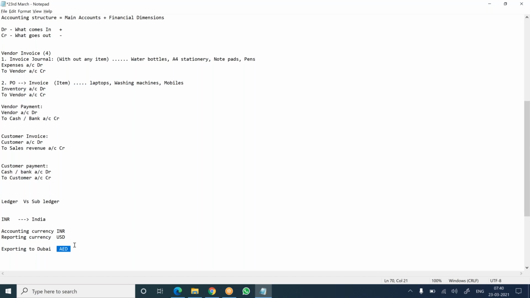But for taxes, we are exporting. It will be converted into INR, and accounting currency will be INR only. Reporting currency is USD. That will not be changed, and transaction currency may be INR, because the taxes will be paid to the Indian government. It is not for Dubai. Agree with me? Yeah.